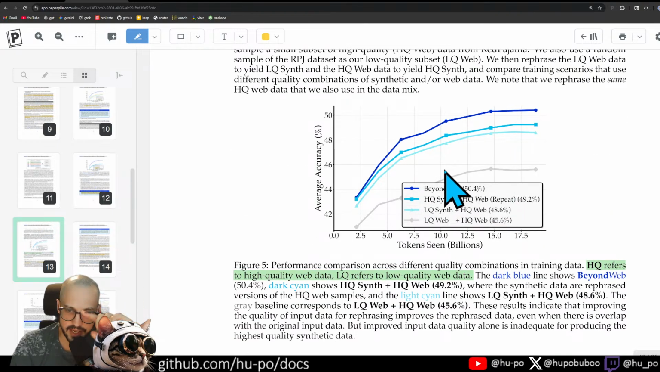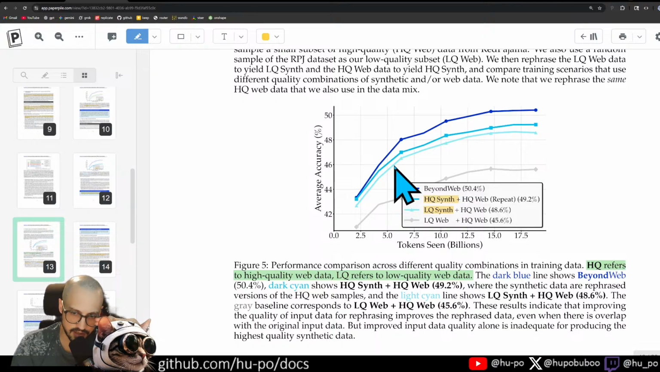Right. So in this one, they do some comparisons across different quality combinations. HQ refers to high quality, LQ refers to low quality. Obviously you have your baseline at the bottom, low quality web plus high quality web. At the top, you have, again, Beyond Web, which is kind of like the combination of all the approaches. That serves as the top line. And then what you're really comparing here is basically low-quality synth and high-quality synth, right? So that's these two lines right here.